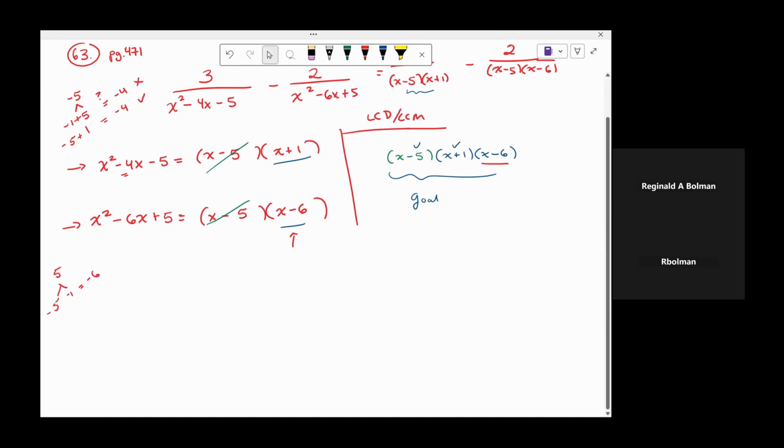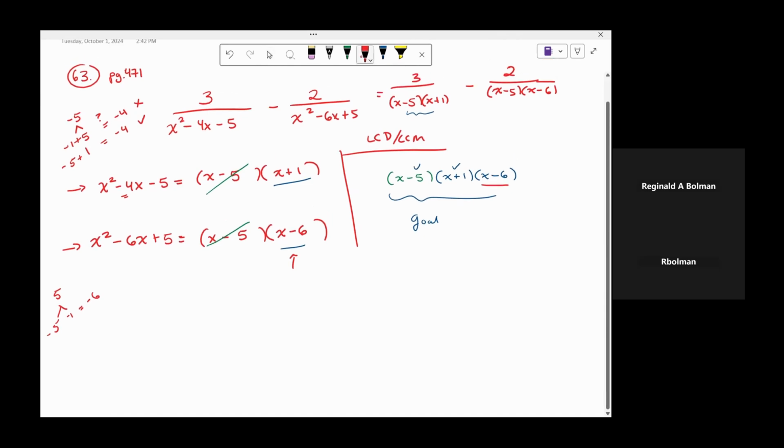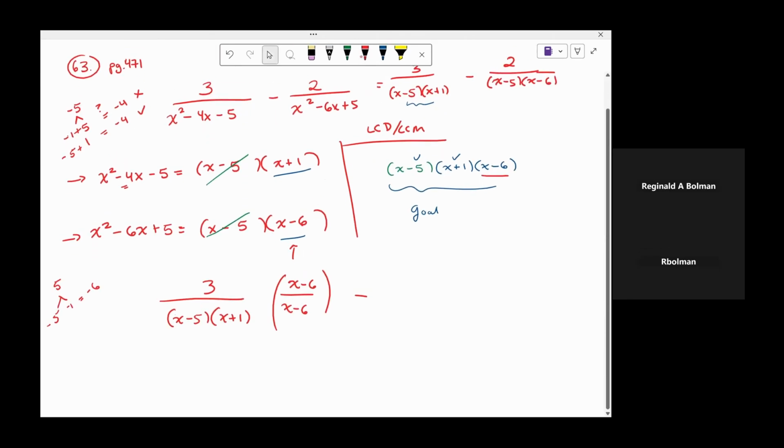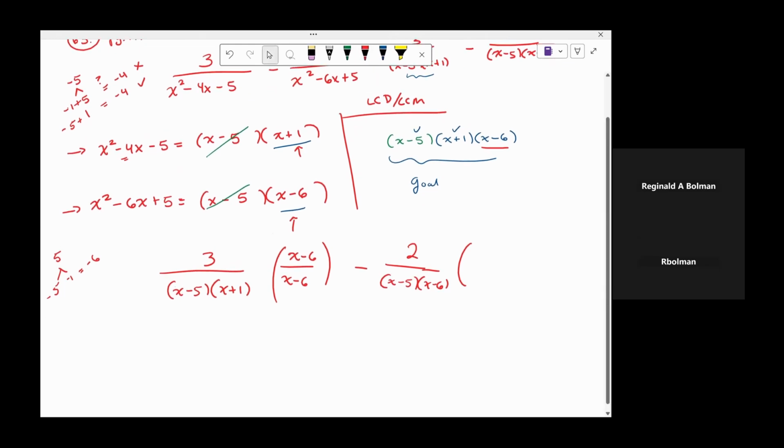So you either look at your goal in order to determine what's missing from your 3 over x minus 5 times x plus 1, or you look to the prime factorization tree on the row either above or below whatever factors you're looking at. So in this instance, what this tells me is I've got an x minus 5 times x plus 1 for this first fraction, and I will multiply the first fraction by the missing factor, x minus 6 over x minus 6. And I'm going to do the same thing for my second fraction. I've got 2 over x minus 5 times x minus 6. I will multiply it by its missing factor, which happens to be x plus 1.